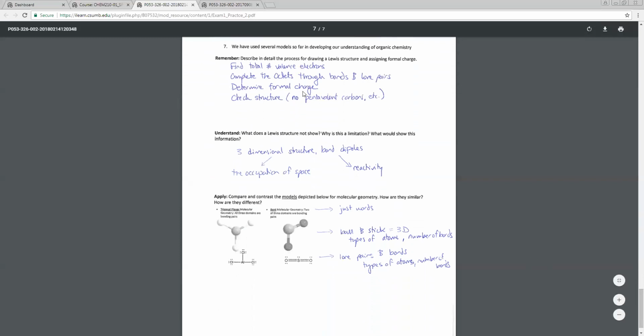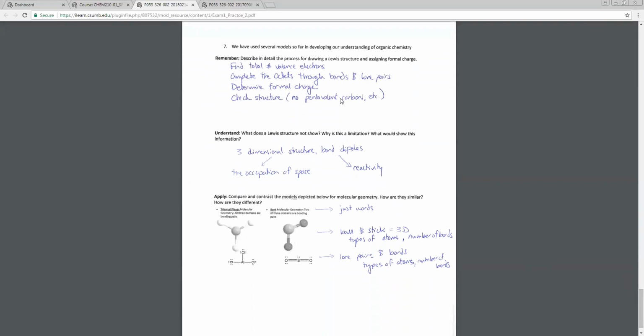You're going to determine formal charge. And then you want to make sure to check your structure. If you're not sure, remember the equation for formal charge is the number of valence electrons minus the number of free electrons plus the number of bonded electrons. And remember, you're doing the number of free electrons and the number of bonded electrons in a parentheses. I'll make sure to write that in and repost the key.